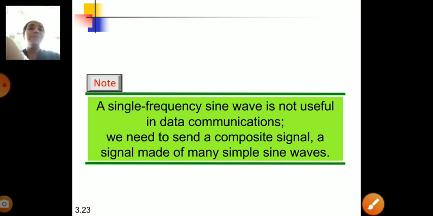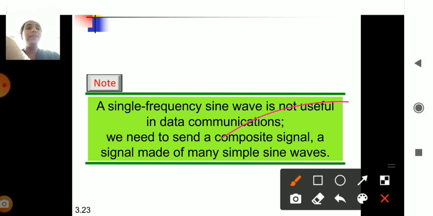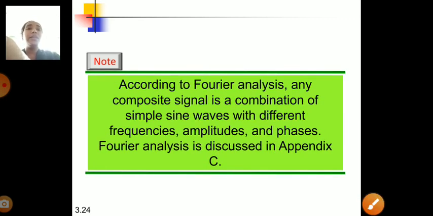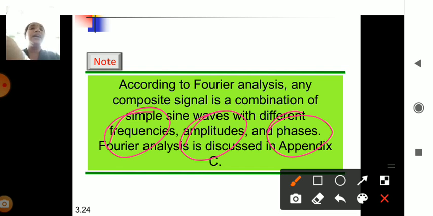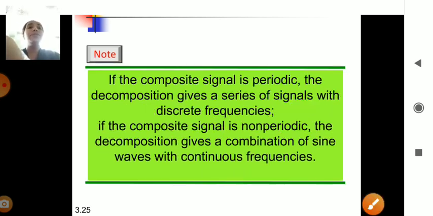A single frequency sine wave is not useful in data communication. We need to send a composite signal. What a composite signal is, you will learn in the next part. Mainly, remember, any sine wave depends upon your frequency, your amplitude and phase. The higher the frequency, the faster your data flows. That is followed everywhere.